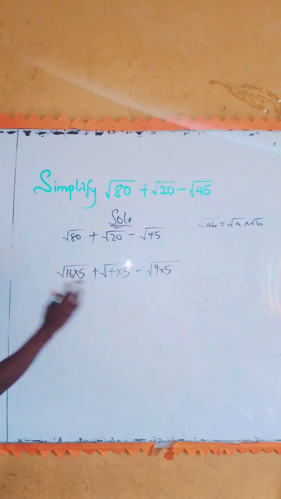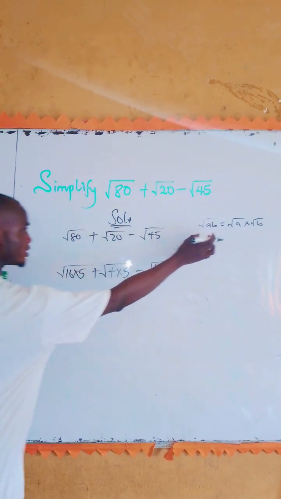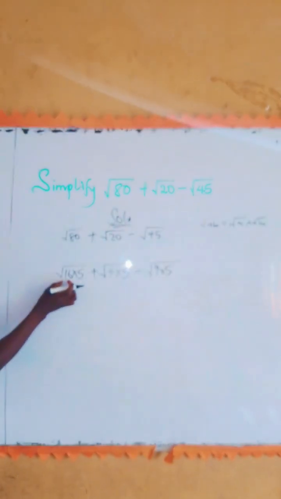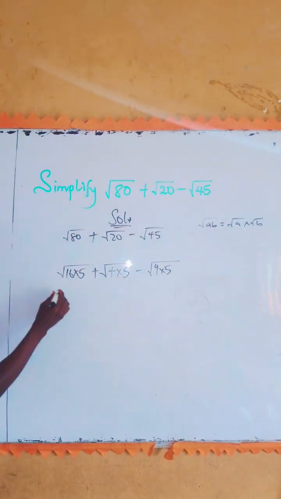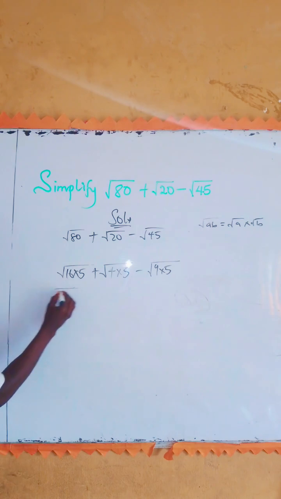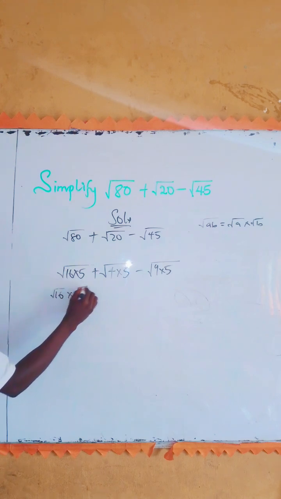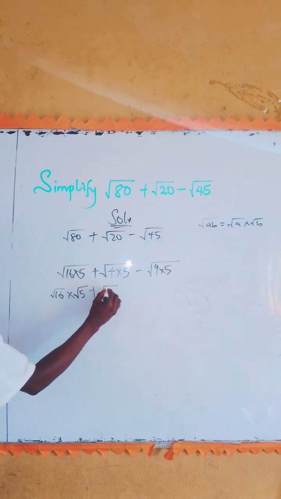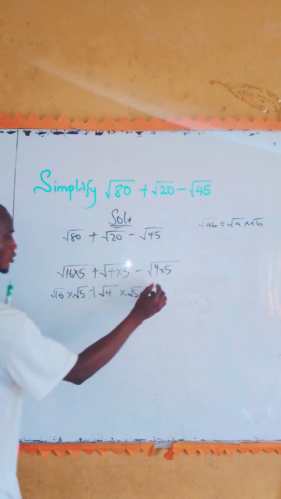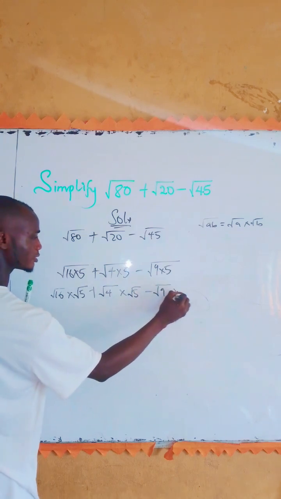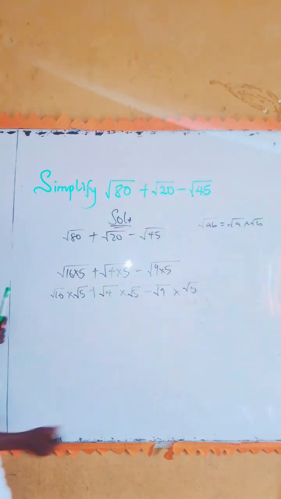So we are going to split this now. If you have the root of this times this, it is going to give you separate roots. So it's going to be the square root of 16 times the square root of 5, plus the square root of 4 times the square root of 5, minus the square root of 9 times the square root of 5.